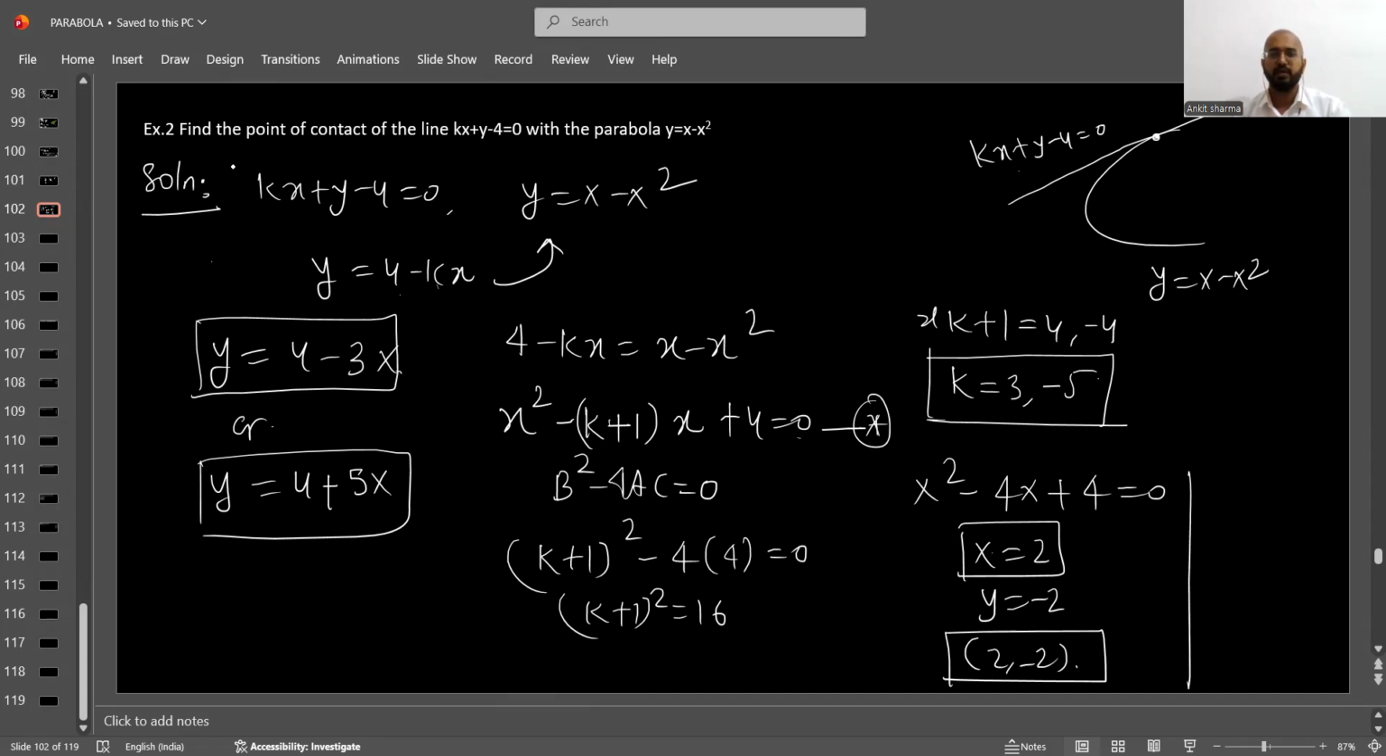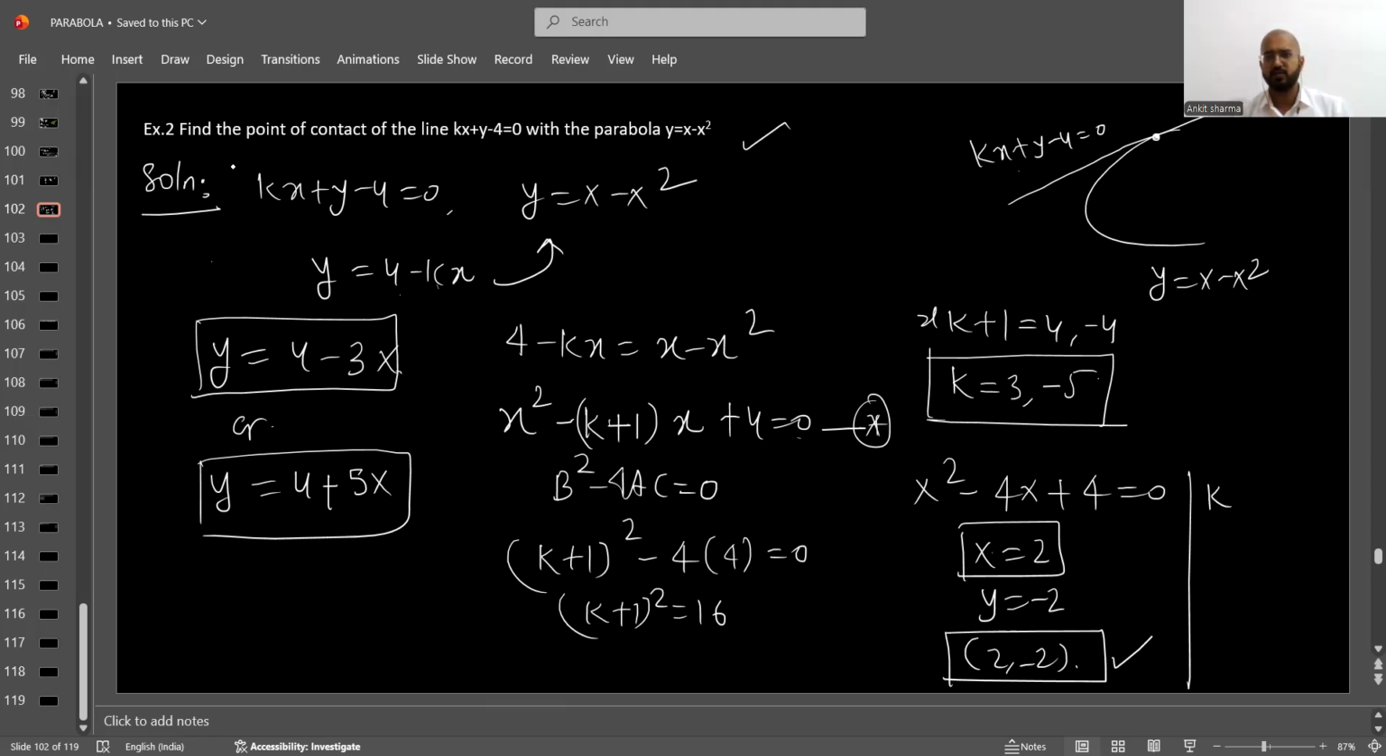Or you can even plug in minus 5. So we need to see the point of contact, whether this is lying on the parabola or not. Because when I plug in x is equal to 2, so 2 minus 4, which is minus 2. So yes, this is a point on the parabola. Now one can test for even minus 5.